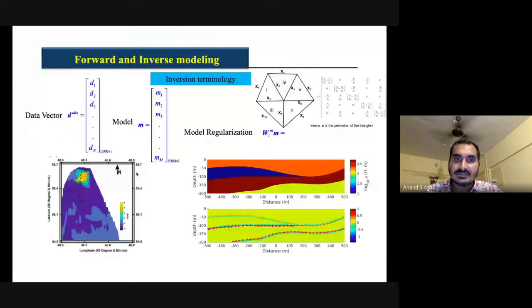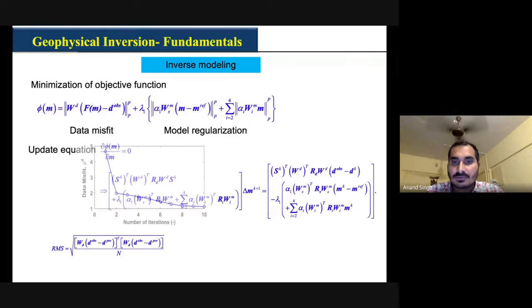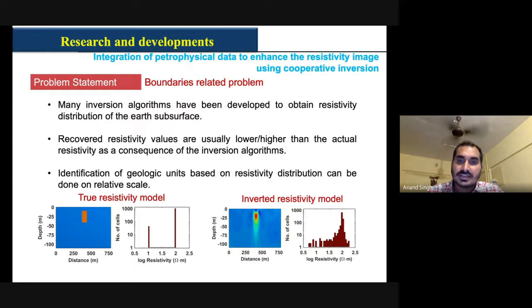We also discussed some of the terminology: how to perform any kind of optimization, how we keep our data points, how we keep our model points, and what our minimization approaches should be. We discussed that these minimization approaches alone will not be sufficient to obtain every kind of model. So we defined our problem statements related to the consequence of the inversion algorithm, and also the identification of geologic scale, which was a relative scale because the geological boundaries were not very clear.